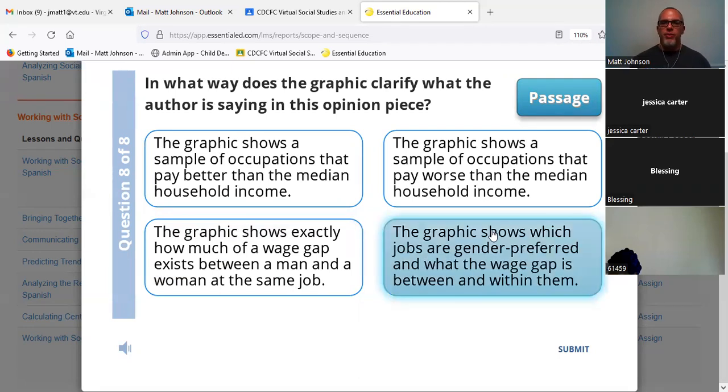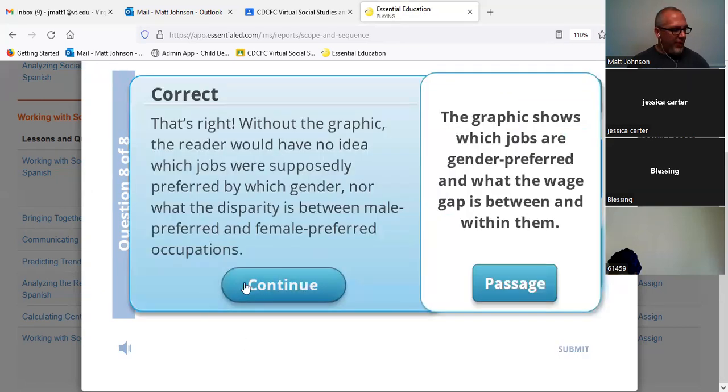But the graphic shows which jobs are gender preferred. I would say gender dominated would be a better term, right? Just because people are working in that field doesn't mean they prefer that field. And what the wage gap is between and within them. So it does help to clarify it, but it could also contradict it if you wanted to come at that author with a different perspective. Okay.